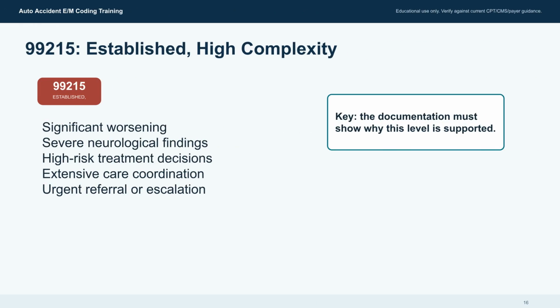A 99215 is a high-complexity established patient visit. This code should be used carefully and only when the documentation supports high-level medical decision-making. Examples may include significant neurological deterioration, severe symptoms requiring urgent escalation, complex imaging and record review, high-risk medication or treatment decisions, or extensive coordination with specialists. A 99215 should not be used simply because a patient has been in pain for a long time. The complexity and risk must be clear in the chart.